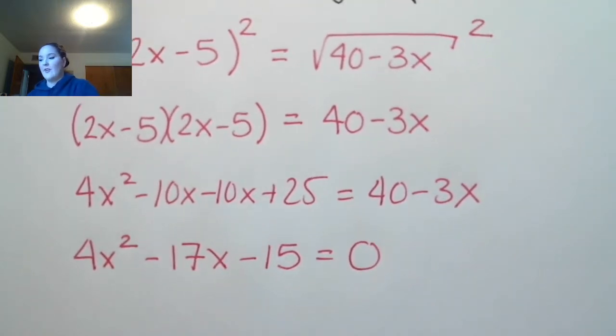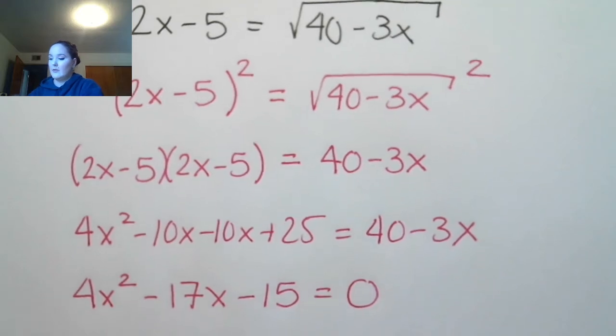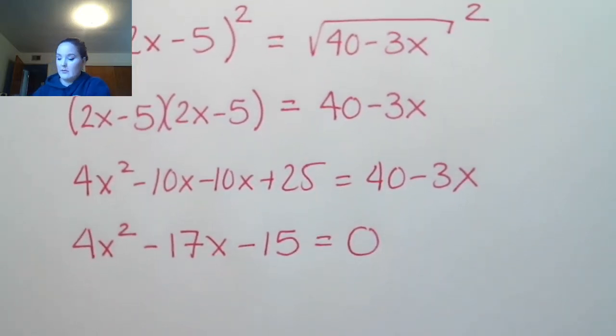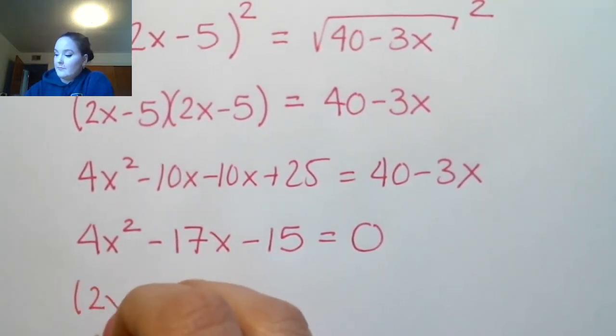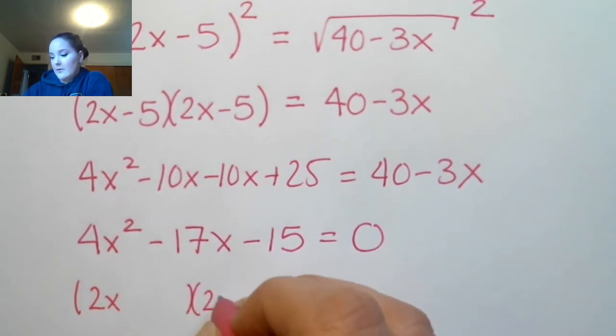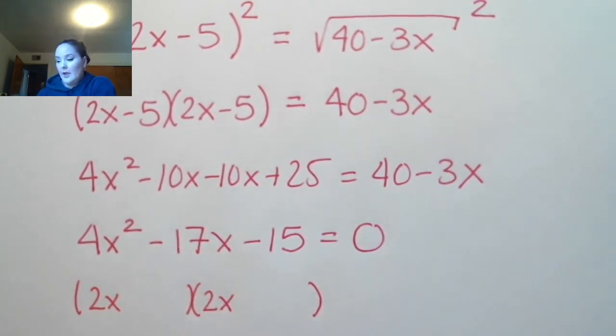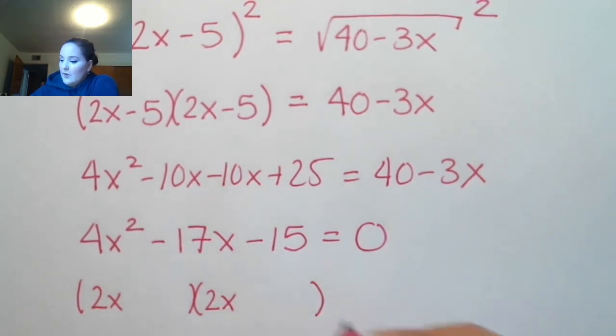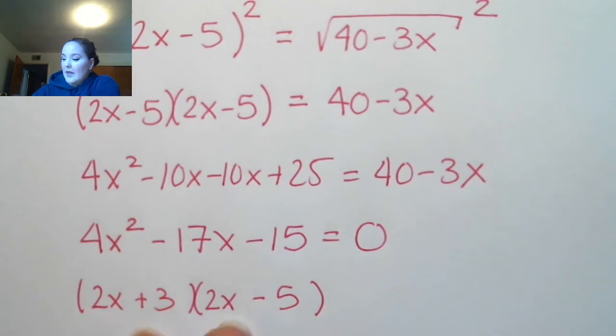Now I'm going to try to factor this. I'm going to start with 2x and 2x. And then what multiplies to 15? Well, 5 and 3, so maybe I'll try minus 5 and plus 3. This would give me negative 10 and positive 6.